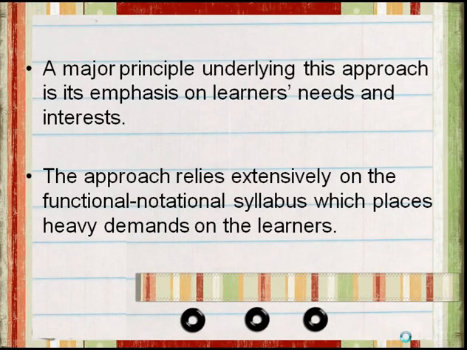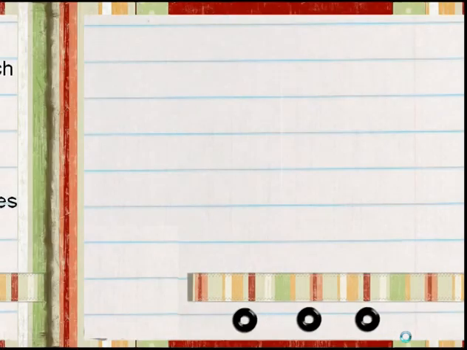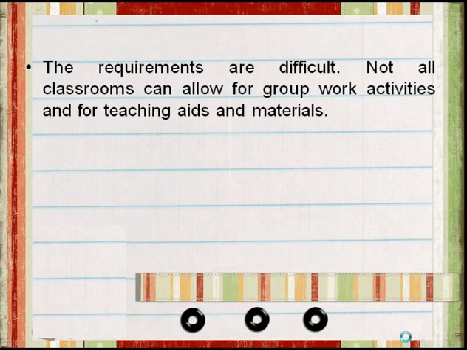The next criticism concerns a major principle underlying this approach, its emphasis on learners' needs and interests. The approach relies extensively on the functional notional syllabus, which places heavy demands on the learners. The requirements are difficult. Not all classrooms can allow for group work activities and for teaching aids and materials.